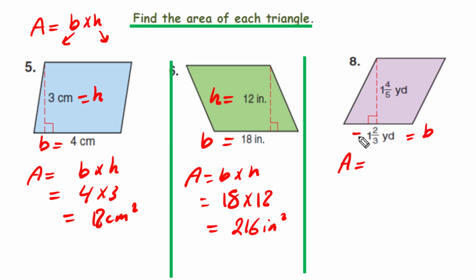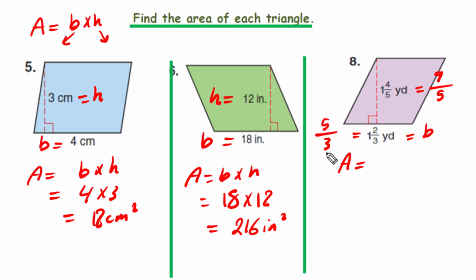Next, to find the area, just ask yourself, base is equal to 1 and 2 over 3. We can write it as a fraction. 1 times 3 equals 3 plus 2 equals 5. So we can write it as 5 over 3. Look at the height is equal to 1 and 4 over 5. We can write it as a fraction. 1 times 5 equals 5 plus 4 equals 9. So we get 9 over 5.